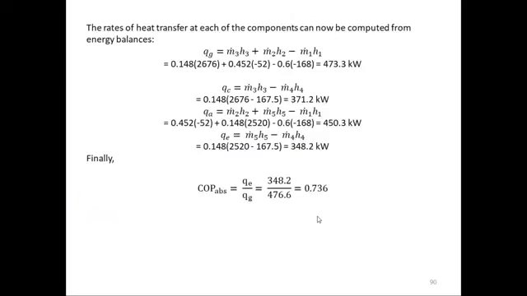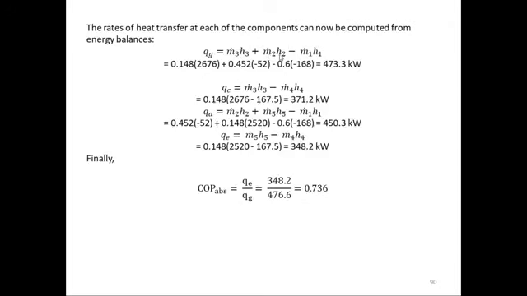So next we want to do the energy balance. The rates of heat transfer at each of the components can now be computed from the energy balances. So we want to do energy balance around the generator, the condenser, the absorber, and the evaporator. Energy balance around the generator first. QG, the heat supplied to the generator, plus m dot 1 H1, the solution coming in from the absorber, should be equal to m dot 3 H3, the solution leaving the generator towards the condenser, plus m dot 2 H2.